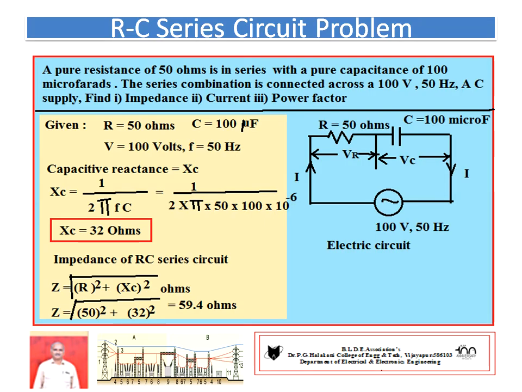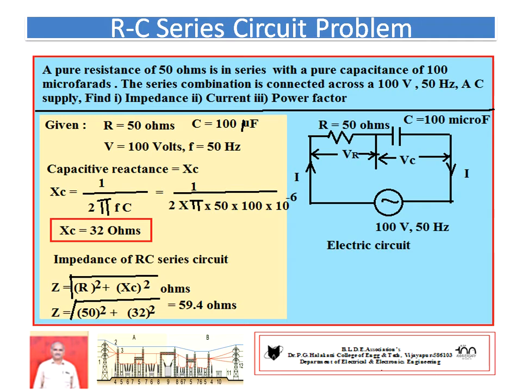Then we have to consider simple problems. Try to understand. A pure resistance of 50 ohms is in series with a pure capacitance of 100 microfarads. The series combination is connected across a 100 volts, 50 Hz AC supply. Find impedance, current and power factor.